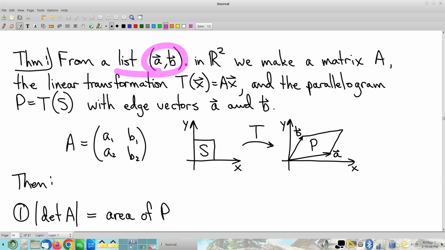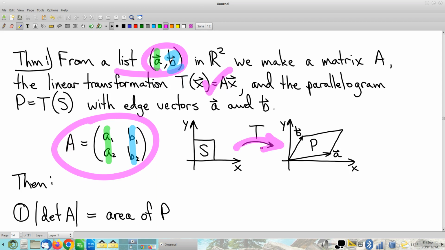Okay. That pair of vectors in R2, I claim, makes a matrix if you think about it, because the first vector, I could just choose to make the first column. The second vector, I could choose to make the second column. And so given a list, there is implicitly an associated matrix, like so. Okay, but wait a second. When you have a matrix, then you can make an associated linear transformation.